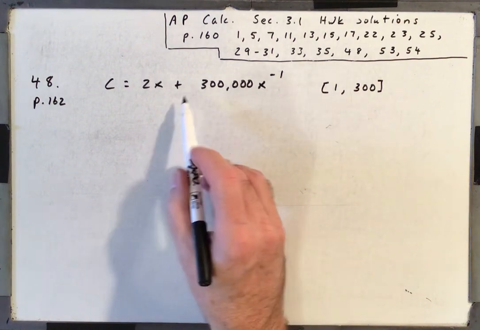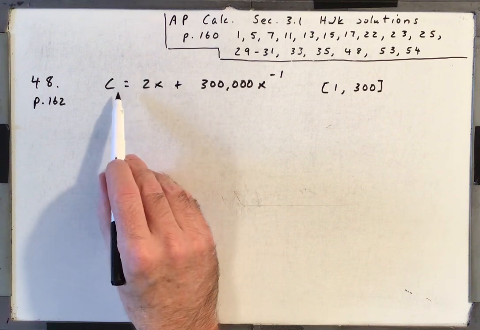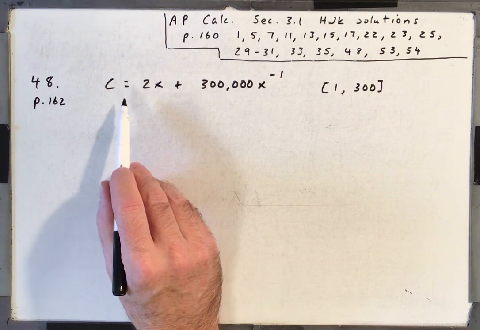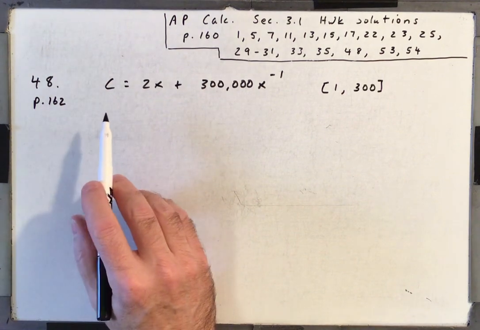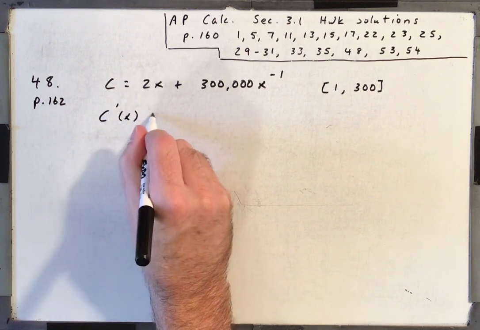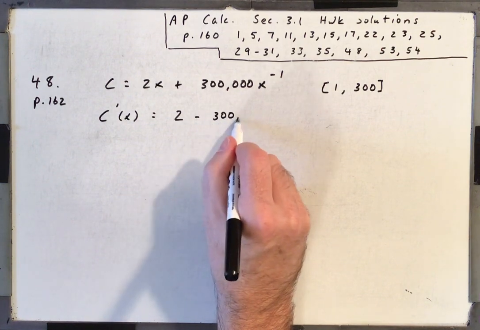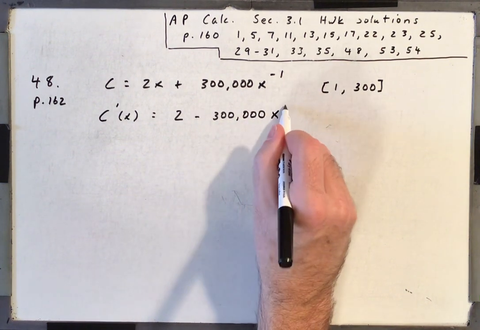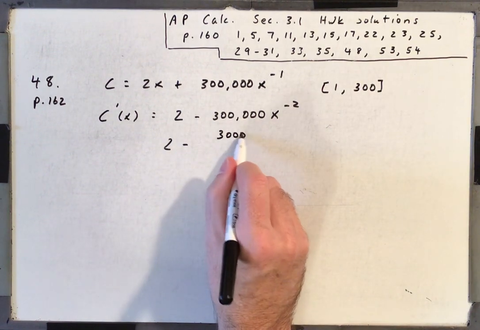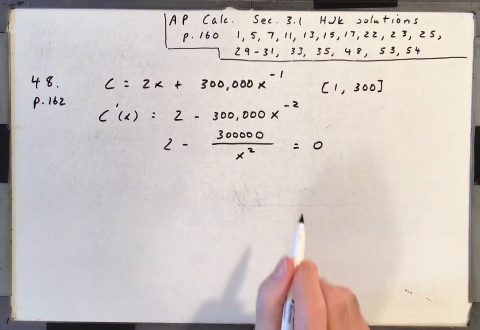So we need to see where the critical point is and see if it's in this interval because we have to evaluate. So ultimately, this number 48 is just like the ones that you did between number 13 and number 25. You do it the same way. So C prime would be 2 minus 300,000 x to the minus 2. So that's 2 minus 300,000 over x squared. We're going to set that equal to 0.